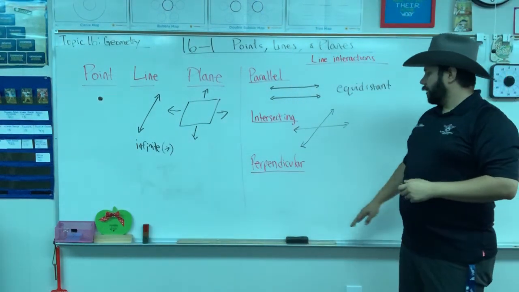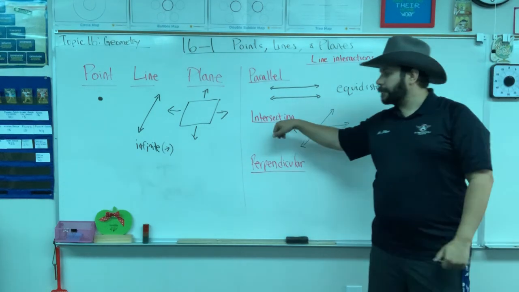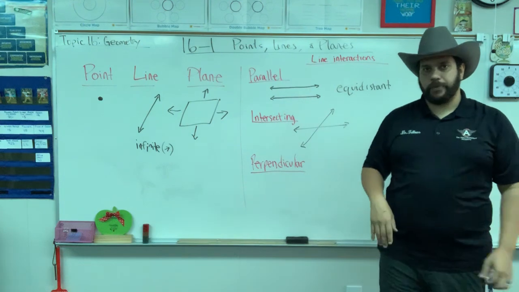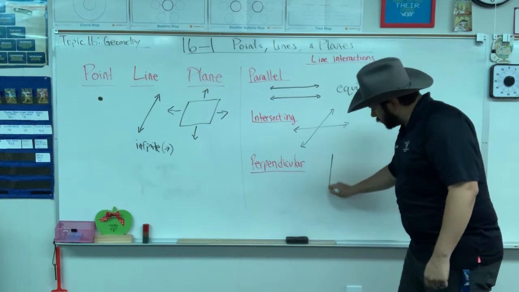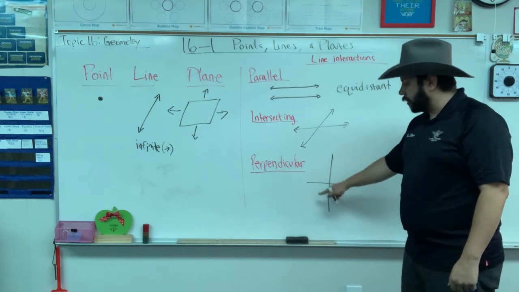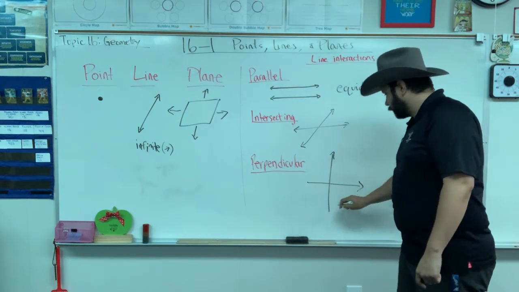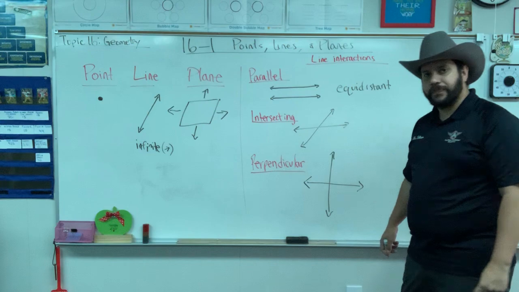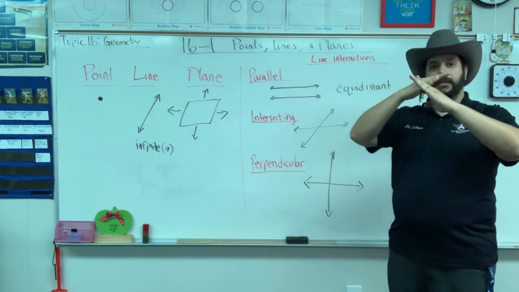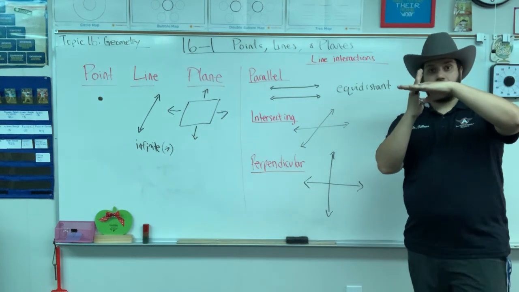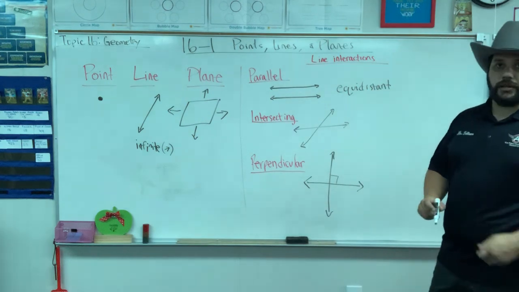And then lastly, we have perpendicular, which is a type of intersecting, but a specific type. When lines are perpendicular to each other, they intersect at a perfect right angle, or 90 degrees all the way around. So these lines intersect, but they're not perfectly square. They're angled. Perpendicular lines are perfectly square, and they're often represented by a little square drawn there.